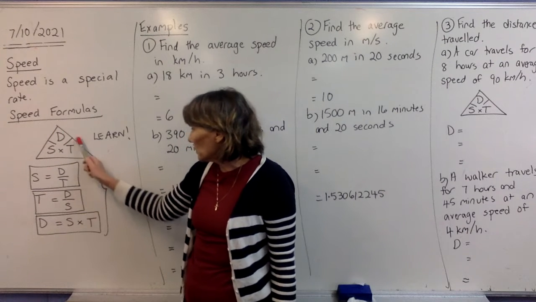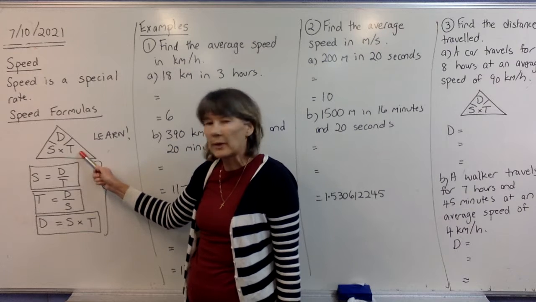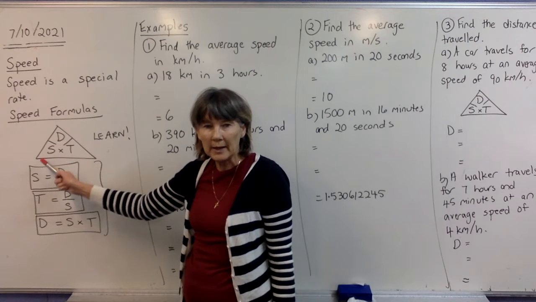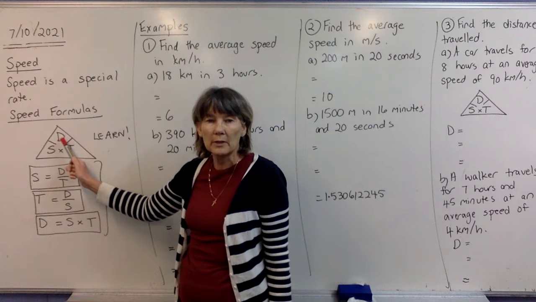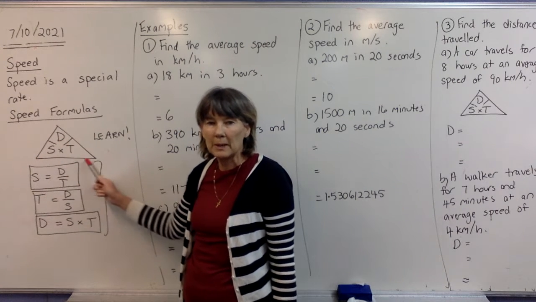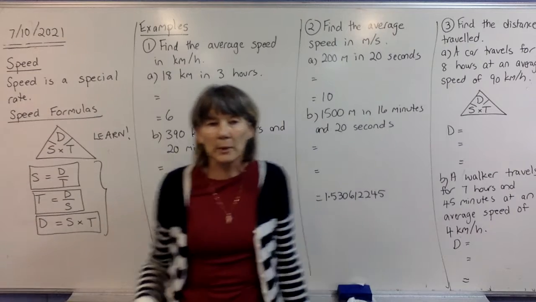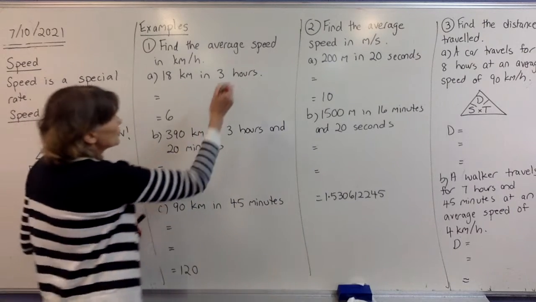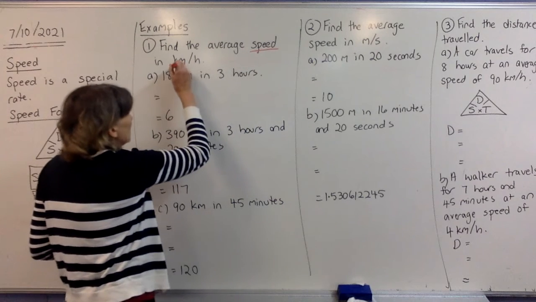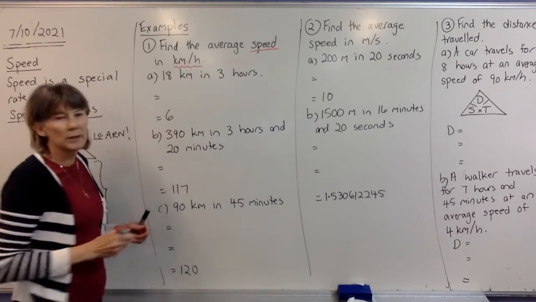For time, we would circle time and see what that equals, D over S. And for distance, we will read the rest of it. Distance equals speed times time. So we're going to see how we use those formulas to get these out. In this first question, we're finding a speed and they've given you those units.